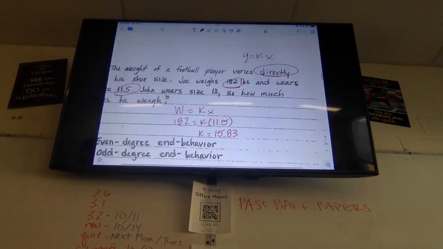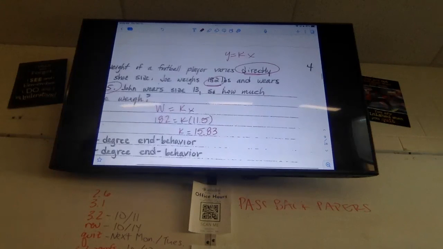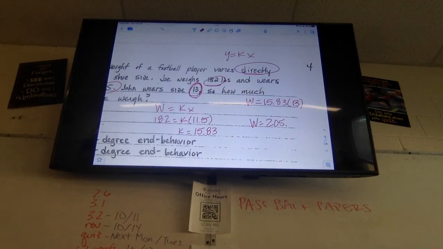And so now if I want to know if John has a size 13 foot, how much does he weigh? Where do I put this 13 at? And for the x, good. So I'm going to say his weight is equal to 15.83 times 13. And what did you get, Ava? 205.7 is good. 205.7. Okay. I had to get through that because you have that due next class.